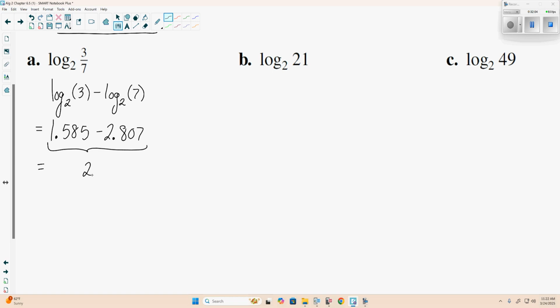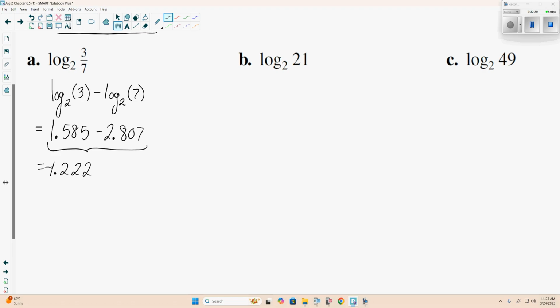And if we subtract 1.585 from negative 2.807, we should get negative 1.222. We all agree with that there. All right. Questions on A? So let's look at B.